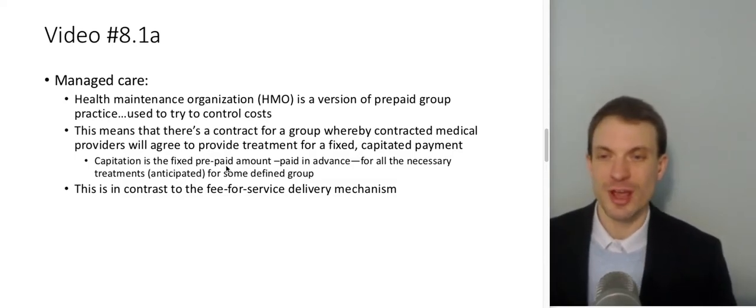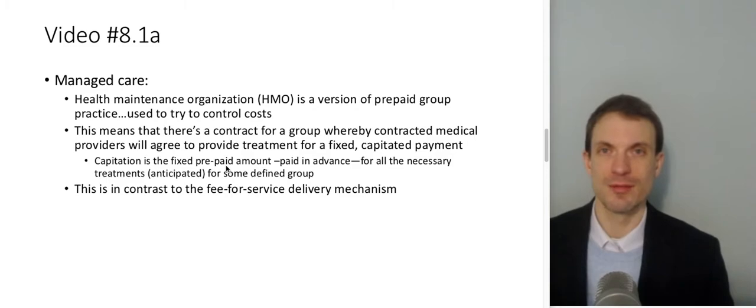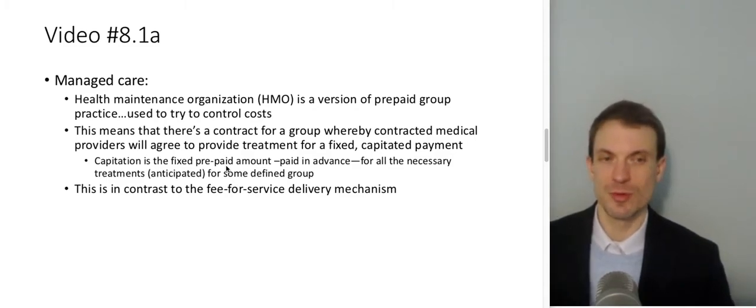This is in contrast from the standard fee-for-service delivery mechanism where you'd show up, you'd administer the service, and then be paid and reimbursed for whatever had been administered.